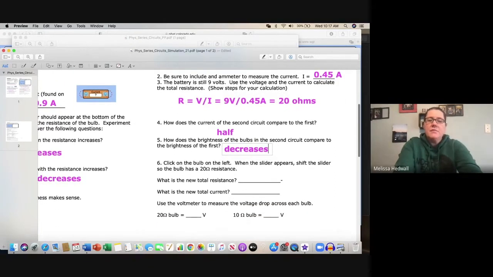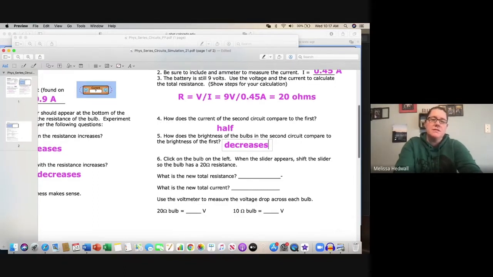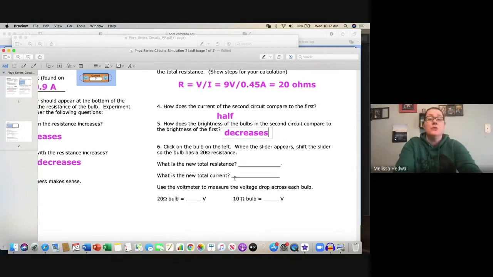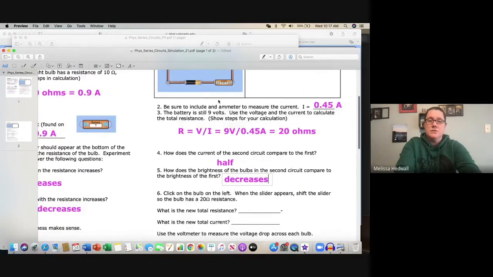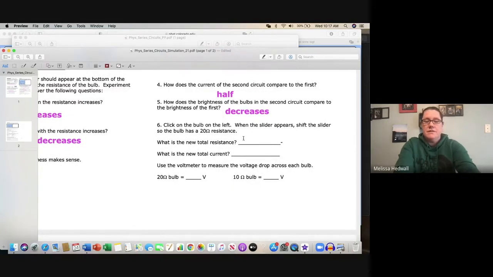Then it says click on the bulb on the left. When the slider appears, shift this slider so the bulb has a 20 ohm resistance. So what's our new total resistance? Well, we'll have a 20 ohm and a 10 ohm. So 20 plus 10 is 30. We can put that down. That we can calculate pretty easily.